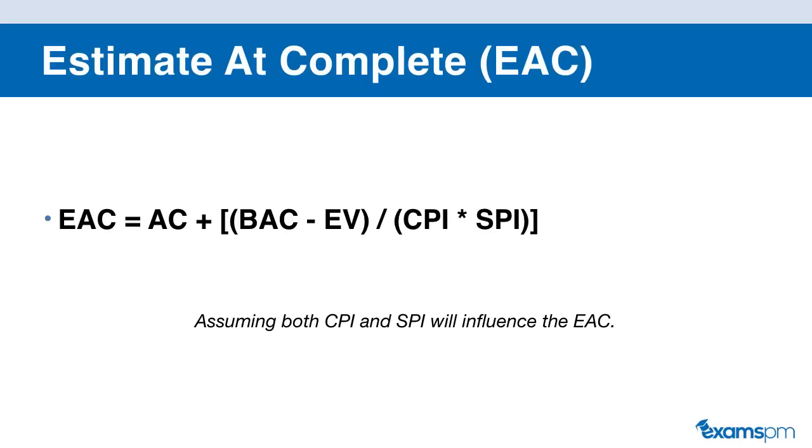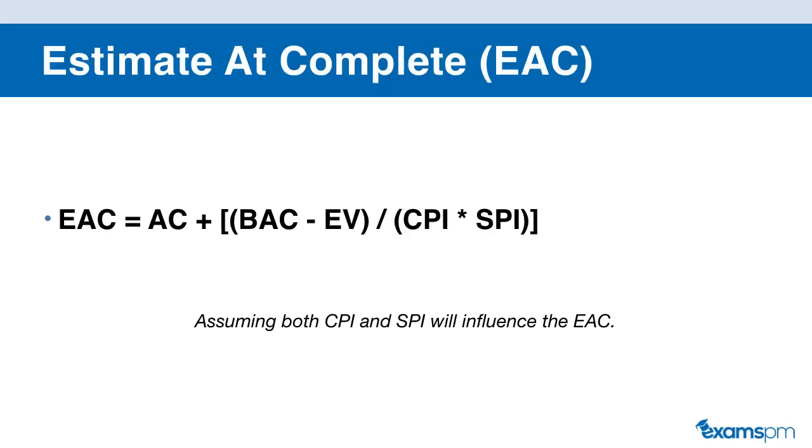And then we add the work that's remaining on our project, which is represented by the BAC minus the EV. BAC is the budget at completion, and earned value is represented by how much work we have done so far. So when you subtract the two, it tells you the amount of work that's remaining. Then after that, we would divide that by CPI times SPI, because we're assuming the progression of the project will be influenced by both the cost performance index and the schedule performance index.